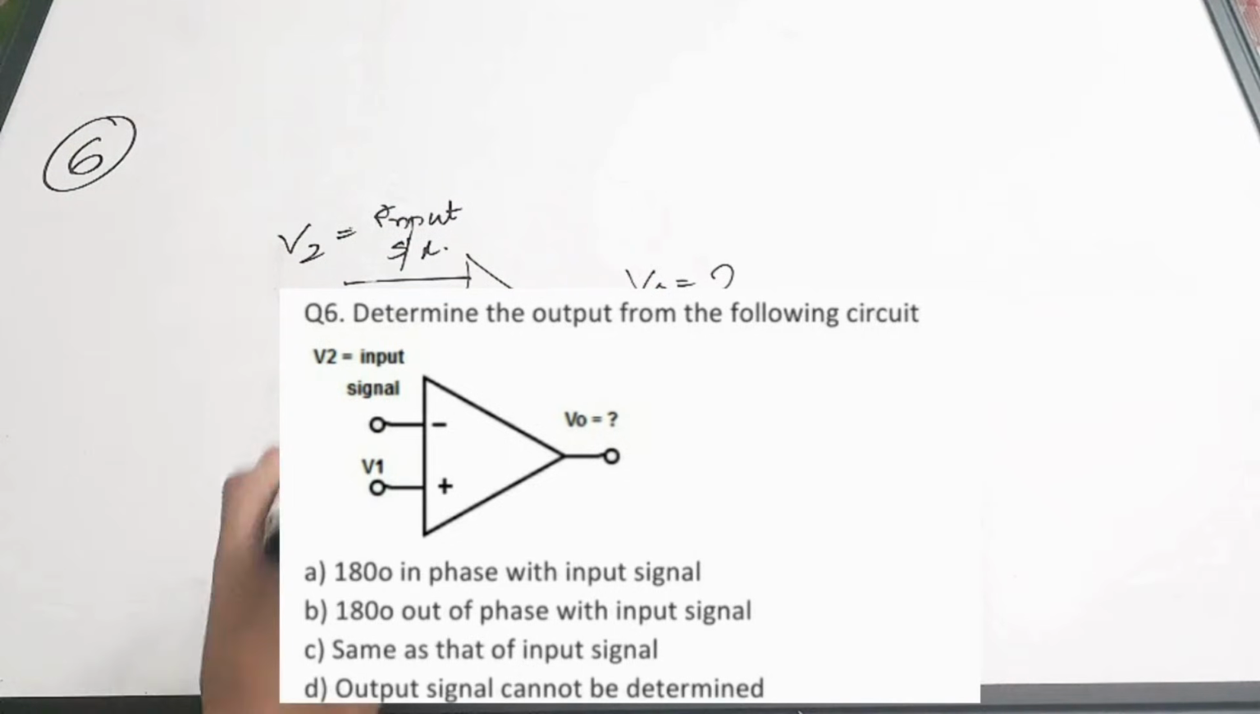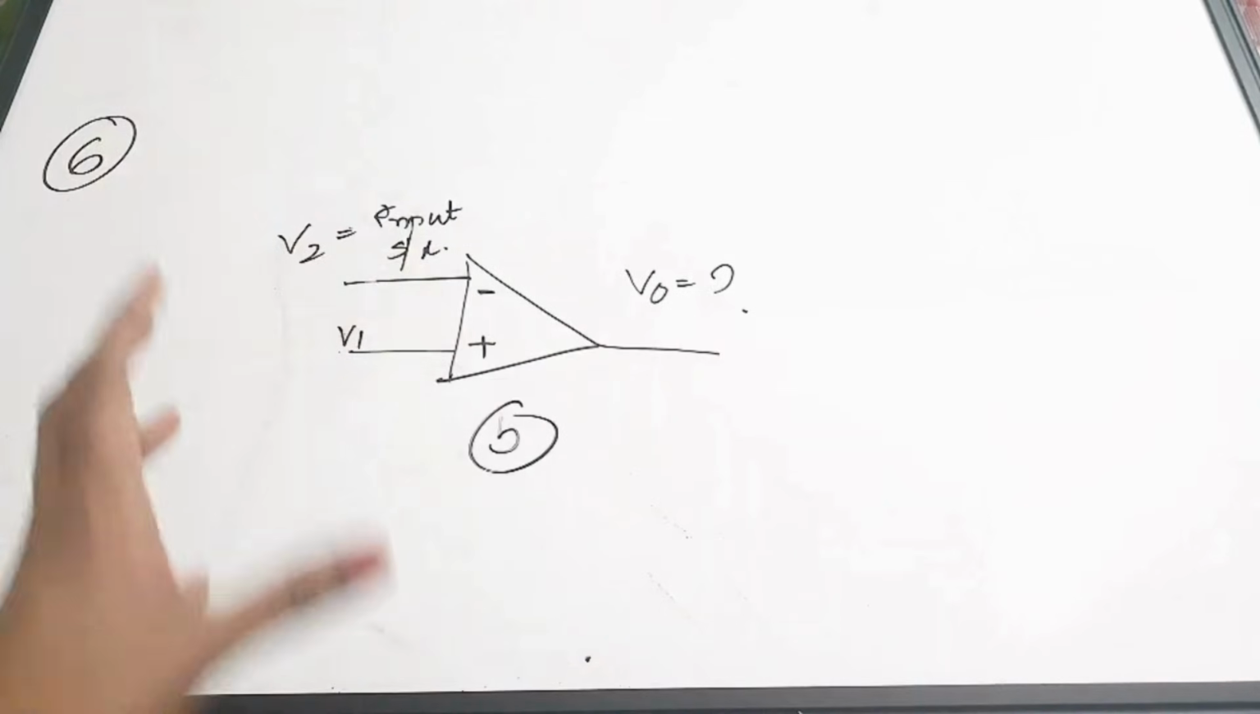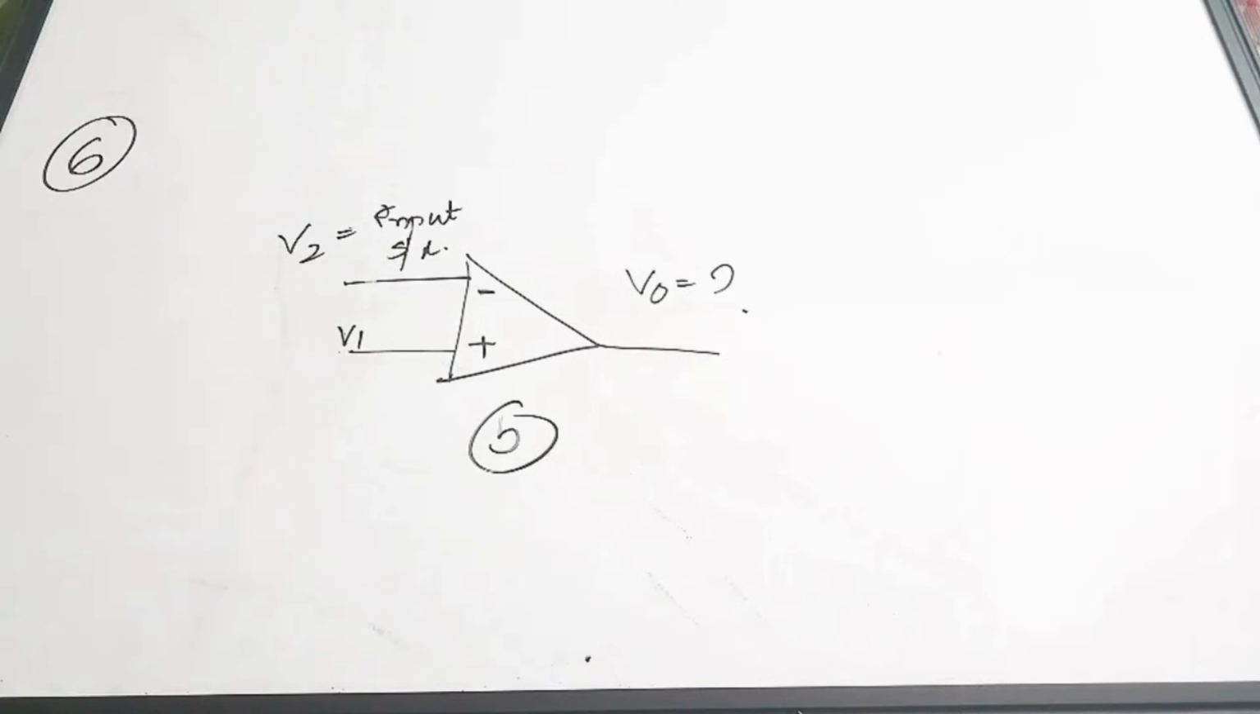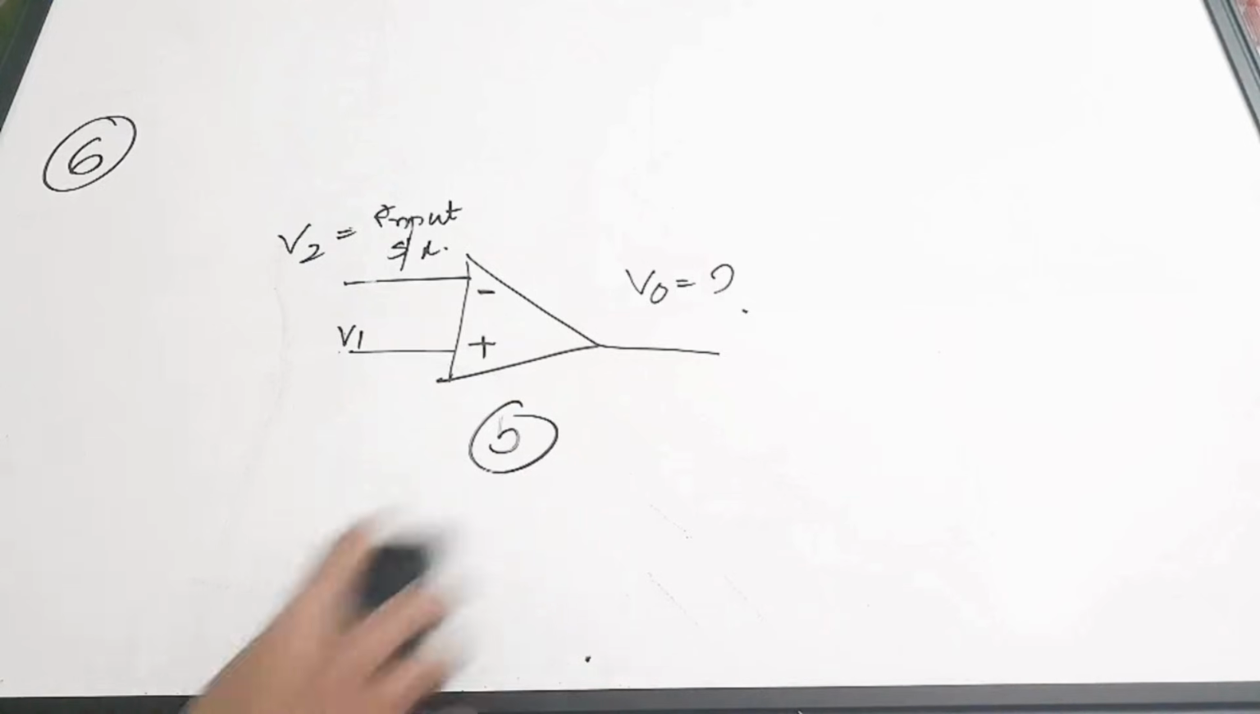So the correct answer here is option B, which is 180 degrees out of phase with the input signal. You are not being given the value of the input signal, you have just been asked the theoretical concept. So you have to answer that it will be 180 degrees out of phase with the input signal. So the correct answer is option B. Now, next question, which is the 7th question.